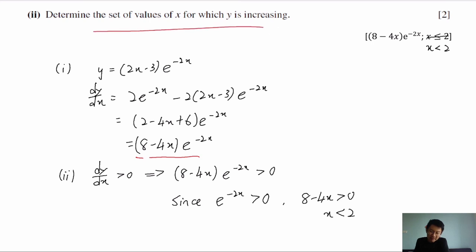Okay, determine the set of values of x for which y is increasing. When y is increasing, we know that dy/dx is greater than 0. So this expression is greater than 0. We know that for the exponent term, e to the power of negative 2x is greater than 0. So we will only look at this part, which is 8 minus 4x greater than 0. From there, just solve the inequality, and we get x is less than 2. This should be quite straightforward, but just take note of the property of the exponent term.